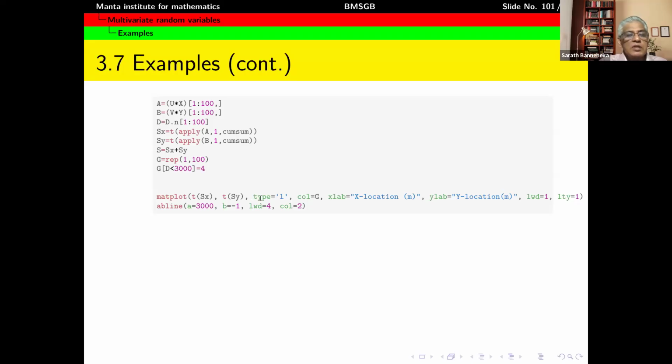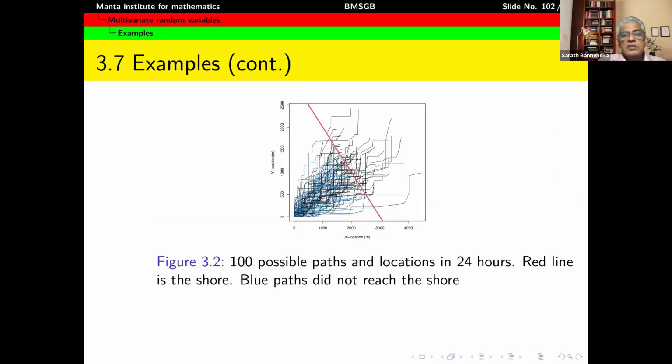So when I use this command, I also show the shoreline, x plus y is equal to 3000. So that is y is equal to 3000 minus x. That is the same as a straight line with intercept equal to 3000 and slope equal to negative 1. You can get that line by using the abline command. Here a is the intercept, b the slope. And this is the line width I'm specifying, a thick line, and the color, asking for the red color. Color is 2. So when I do that, this is the graph that I got.